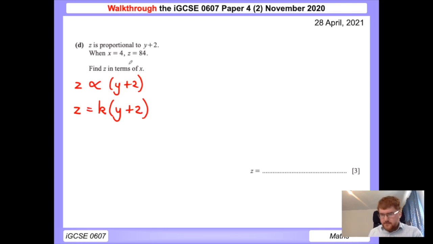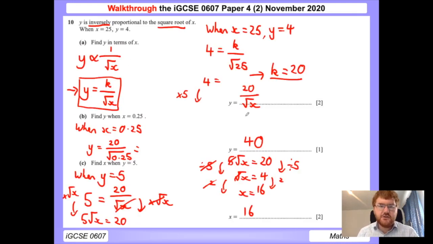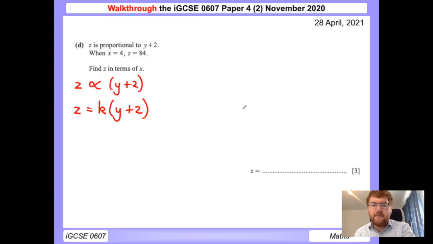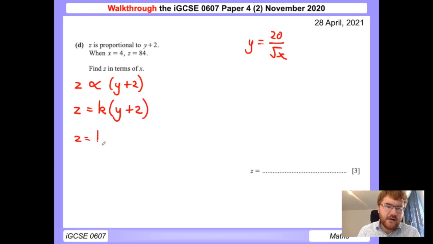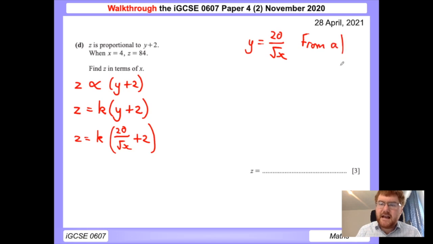But we actually do, because if we go back to question A here, we have y equals 20 over root x. We already worked this out. So at this point, I can replace the y with 20 over root x. So I get z equals k, 20 over root x plus 2. I'm just substituting the answer in from part A.